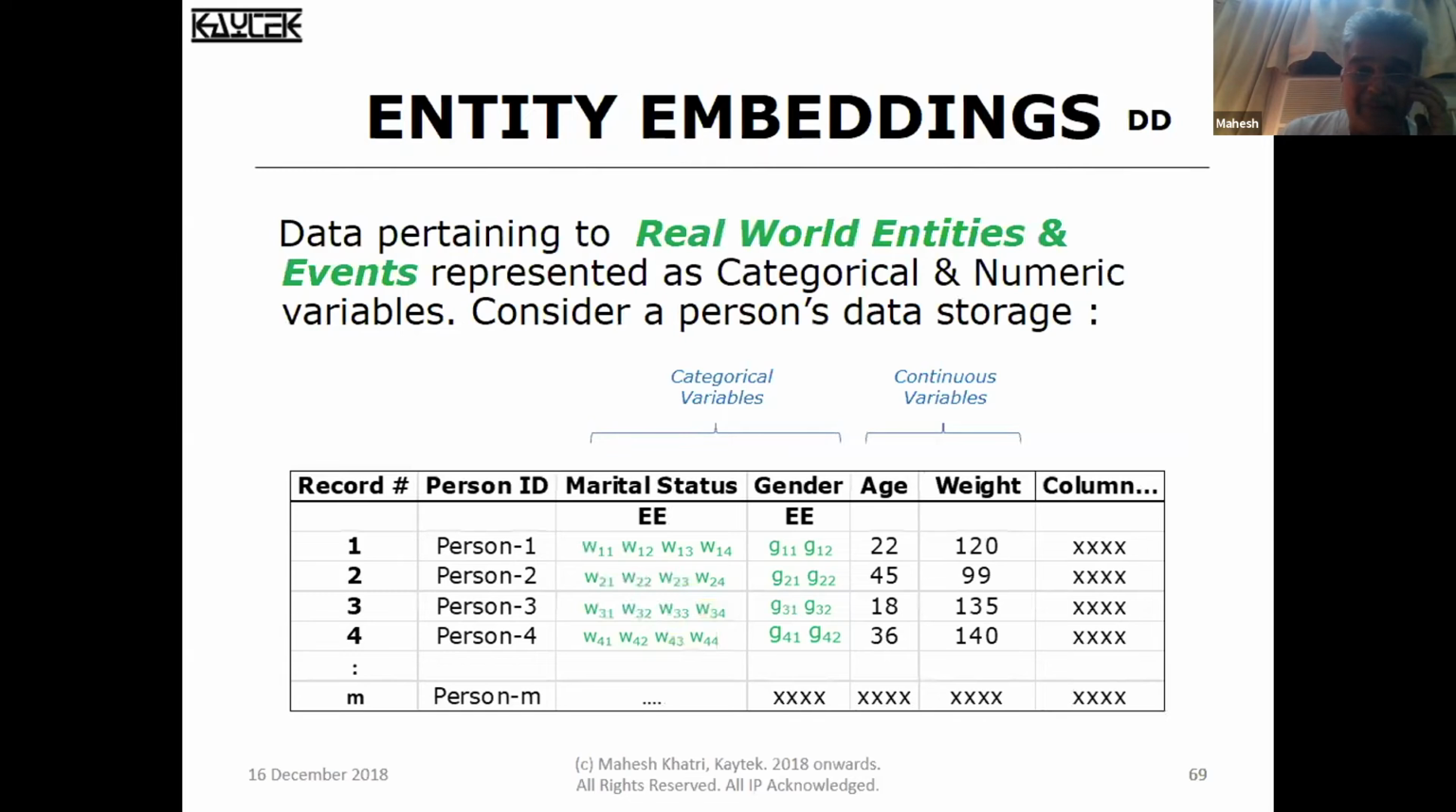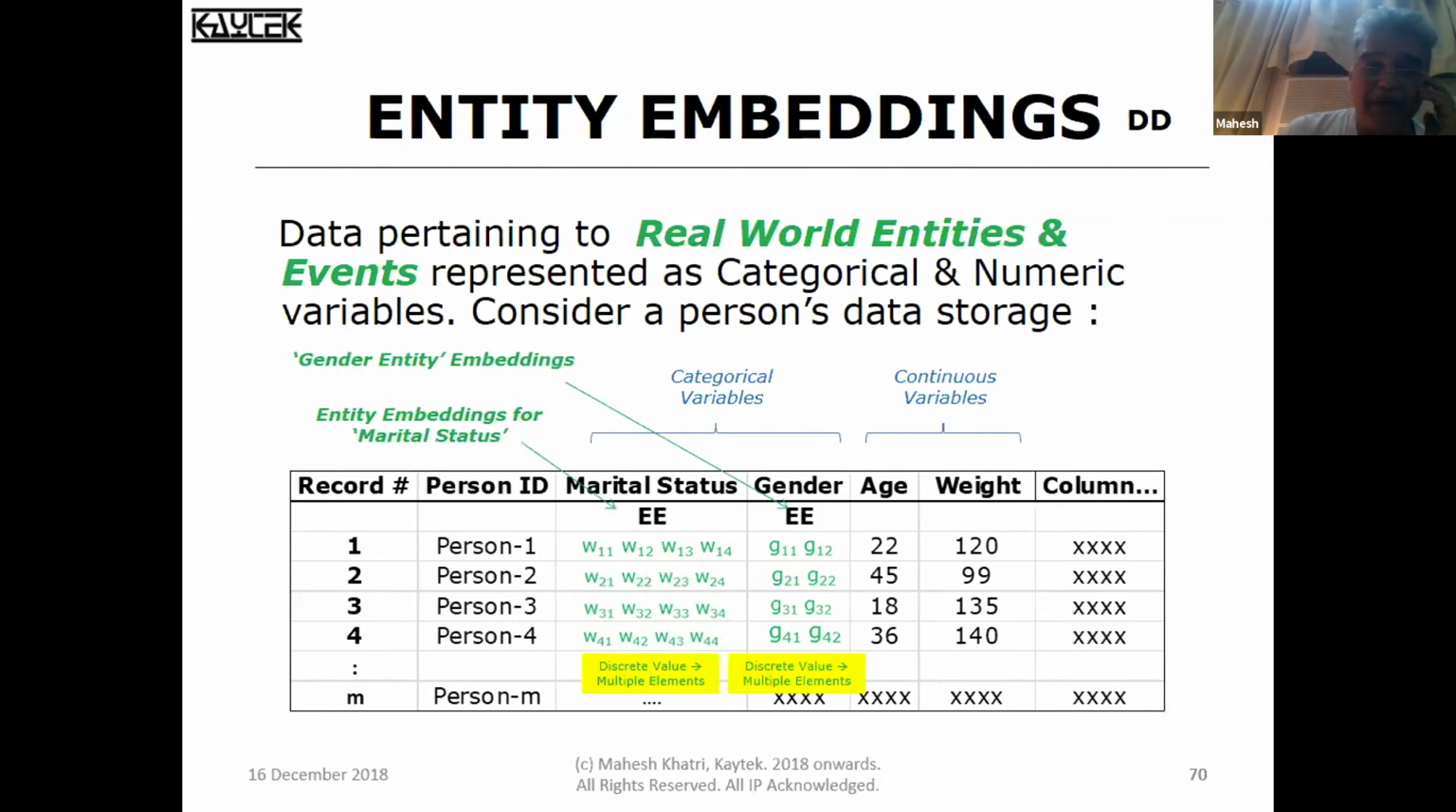In this case, let's say the marital status embedding size is 4. There are 4 values, W11, W12, W13 and W14, and your gender has just 2 values, G11 and G12, for each of the values. So these are referred to as the gender entity embeddings and the marital status embeddings respectively.